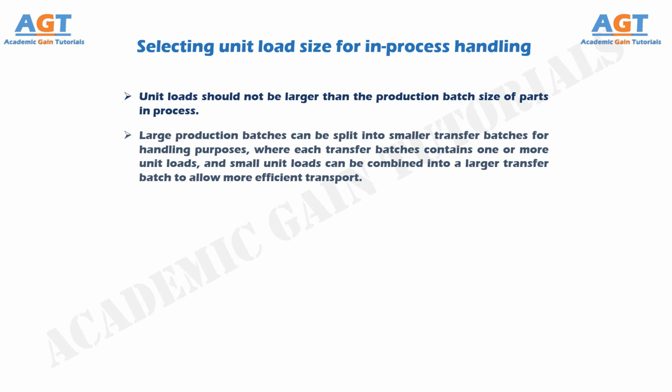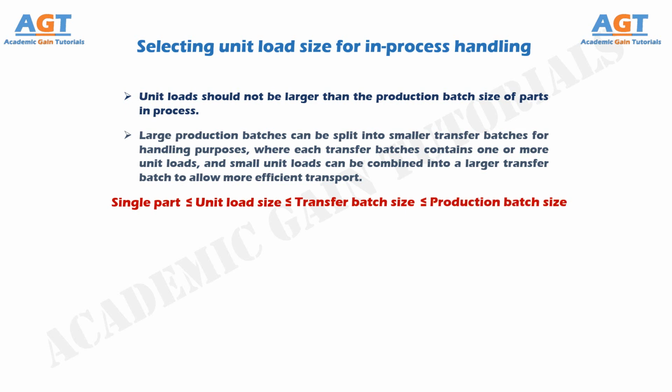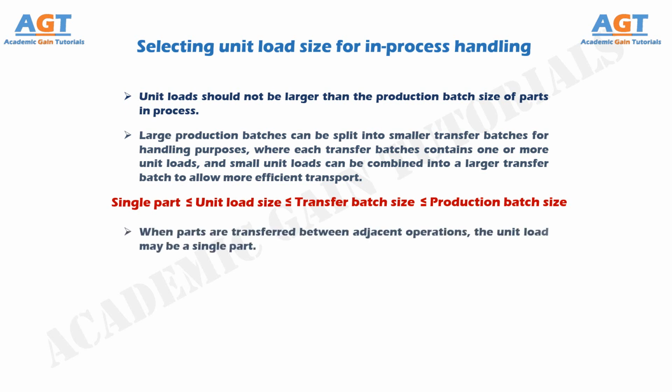Thus, the size of the single part should be less than or equal to the unit load size, the unit load size should be less than or equal to the transfer batch size, and the transfer batch size should be less than or equal to the production batch size. When parts are transferred between adjacent operations, the unit load may be a single part.